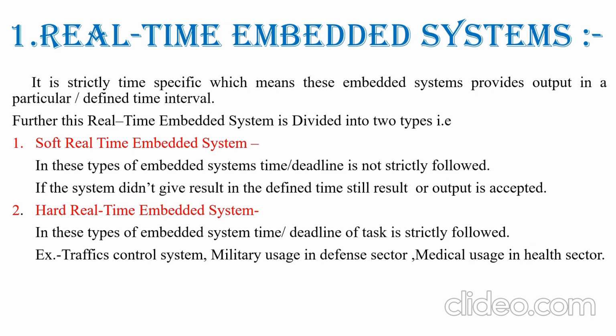Further, this real-time embedded system is divided into two types. First, soft real-time embedded system. Second, hard real-time embedded system. So, in a soft real-time embedded system, the time or deadline is not strictly followed. If the system doesn't give the result in the defined time, still the result or output is accepted. And in a hard real-time embedded system, the time or deadline of the task is strictly followed. Example: traffic control system, military uses in defense sector, medical uses in health sector.